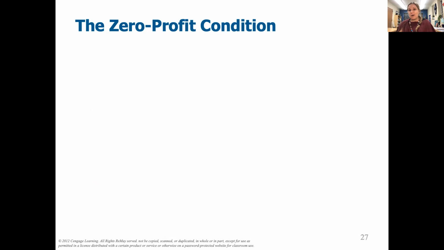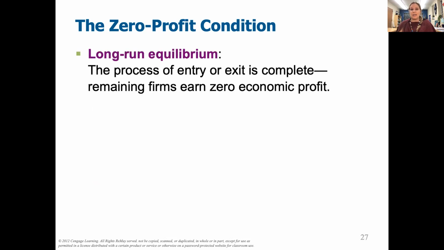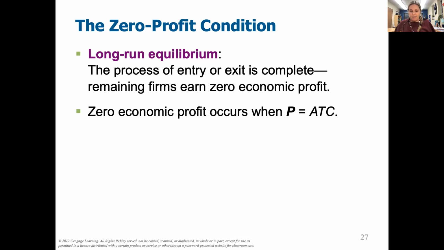So this is what brings us to the zero profit condition. In the long run, through this process of entry and exit, the firms that remain in the industry will earn zero economic profit, because existing positive profits drive entry, which drives prices down, which drives profit towards zero. If firms are incurring losses, people will exit, which drives prices up, and those losses disappear. Zero economic profit occurs at the point where the price that you can sell your product for exactly covers your costs. It's equal to average total cost.